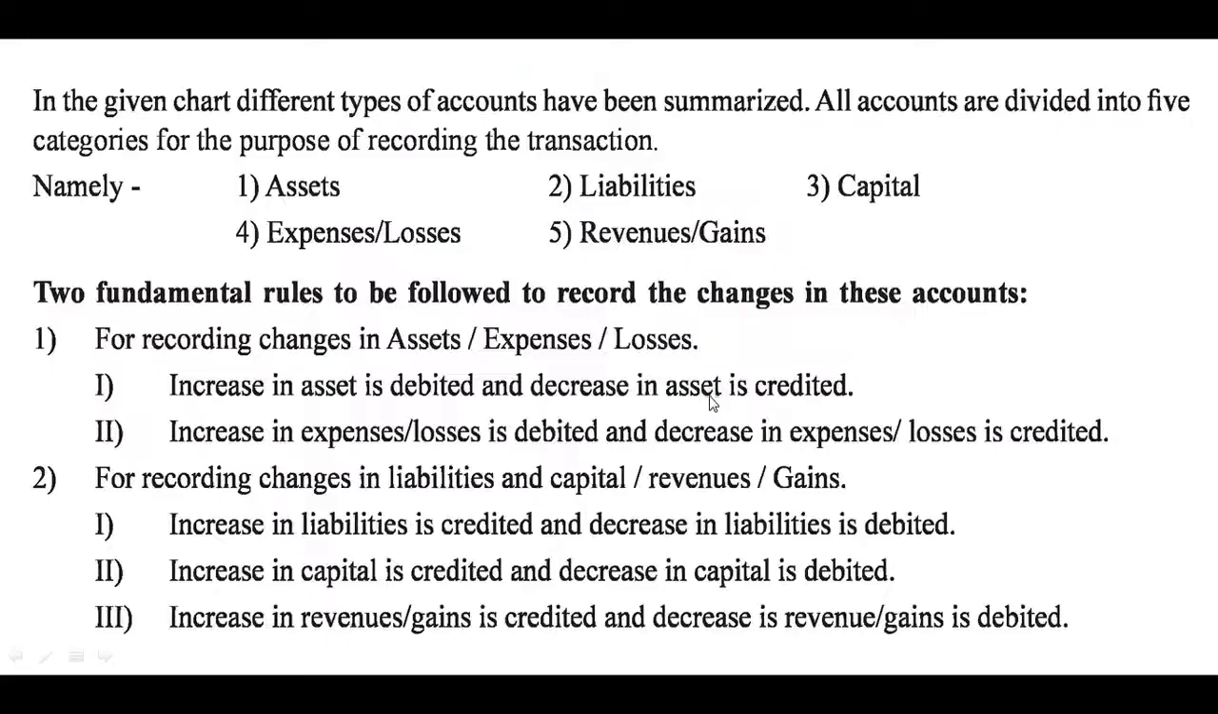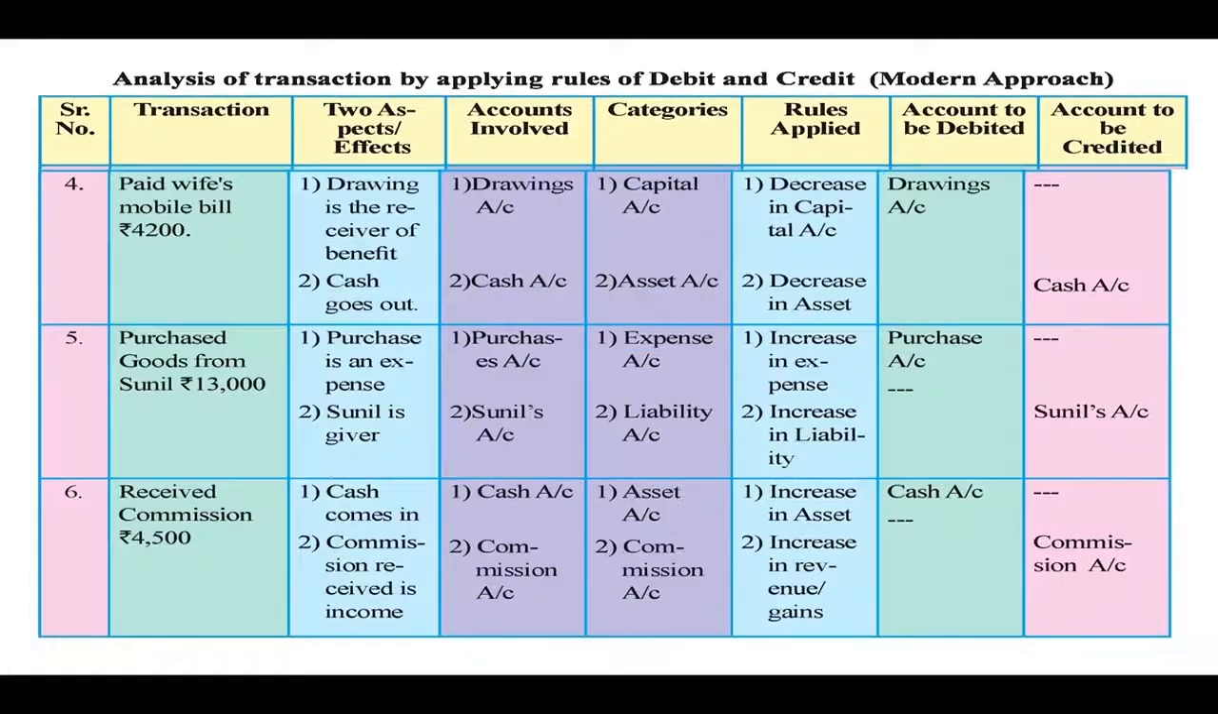Now we will check the rules. The rules here, third rule, increase in revenue and gains is credited. So here in the table, instead of writing commission account, this is the printing error, they should write income or gain account, revenue or gain account. So this is the printing error. So the category is what? Revenue or gain account. And the rule applied is increase in asset is debited. Cash comes in the business, so our asset increases. So cash account is to be debited. And the rule for the revenue and gain is increase in revenue and gain is credited. So the commission account is credited here.